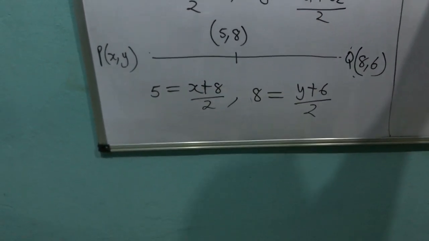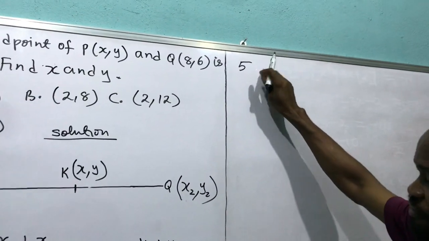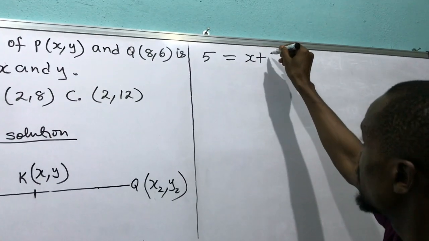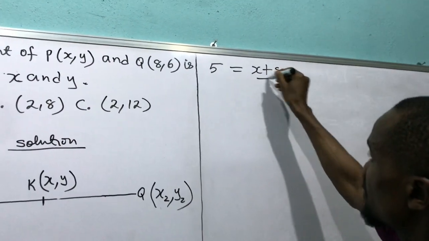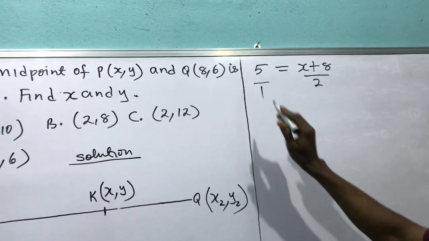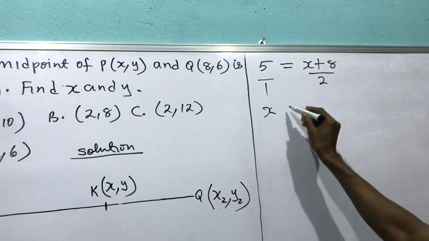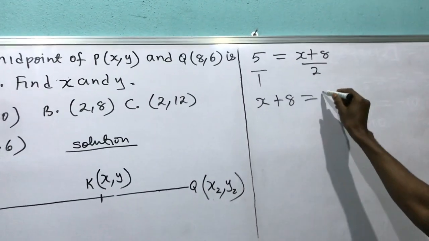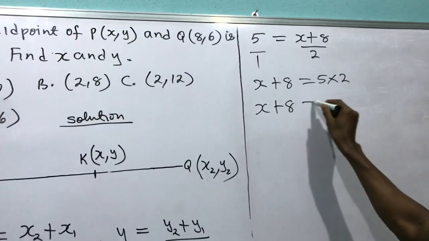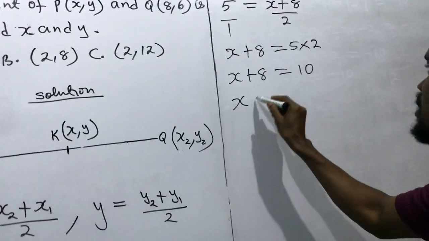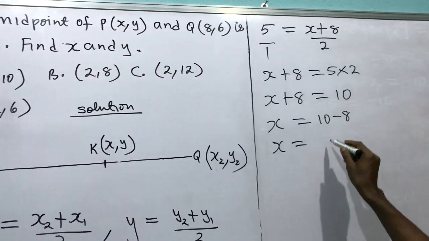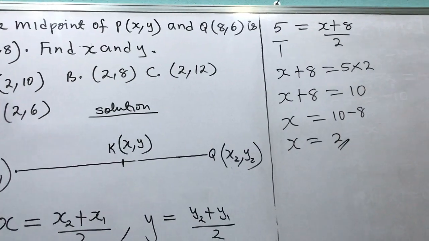5 equals to 8 plus x plus 8 divided by 2, making this over 1, making this subject of formula. I have cross multiplication. I have x plus 8 equals to 5 times 2, and x plus 8 is equals to 10, and x is equals to 10 minus 8, x is equals to 2. I have the coordinate of x.